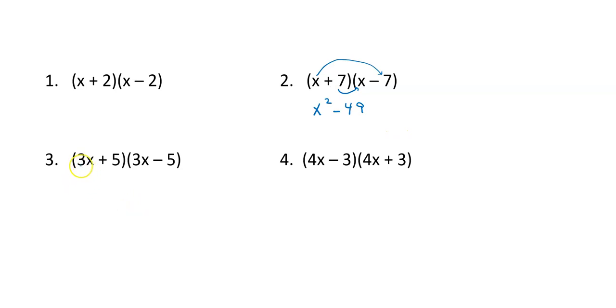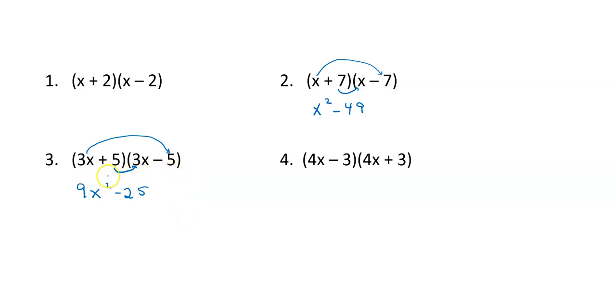Does it work for number 3? Sure. 3x times 3x is 9x squared. When you do the outsides and insides, you get a negative 15x and a positive 15x. They go away. 5 times negative 5, negative 25. And again, look how this is written.